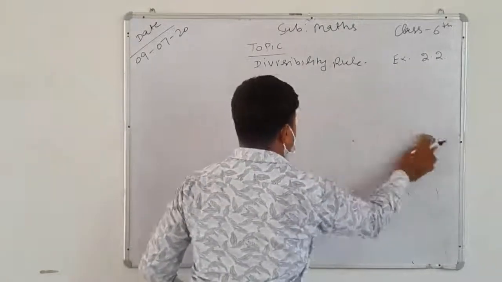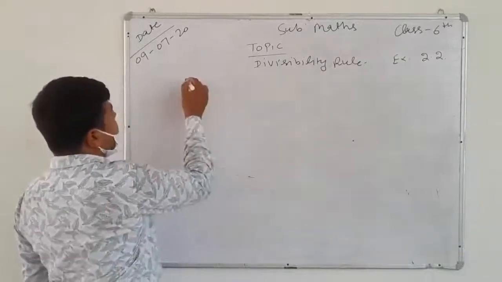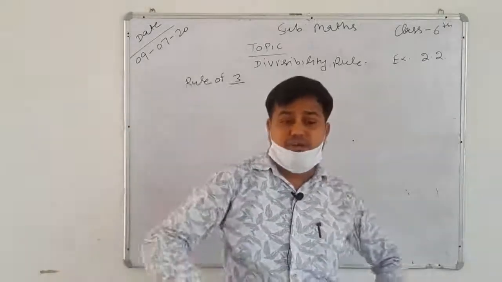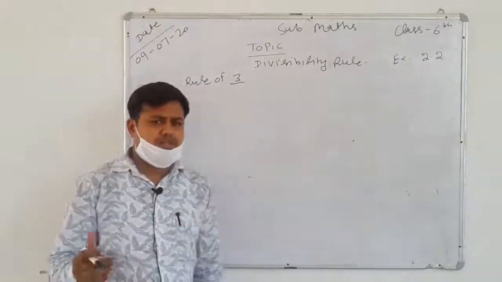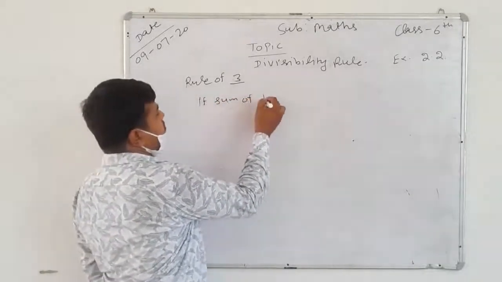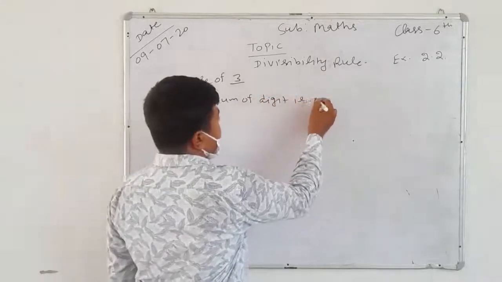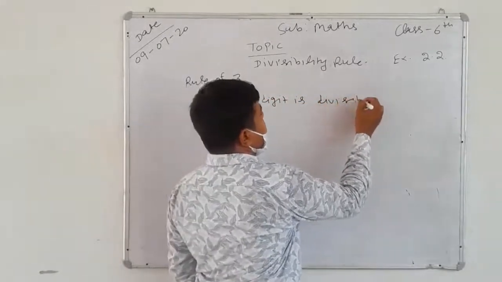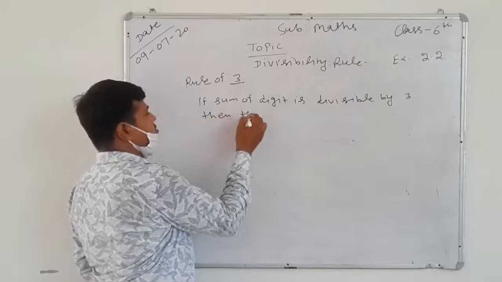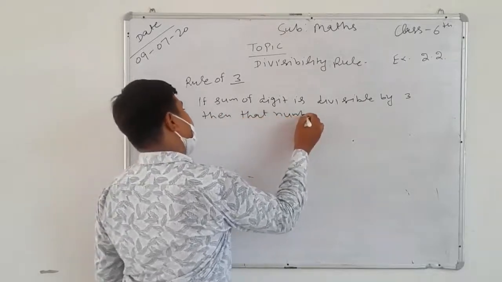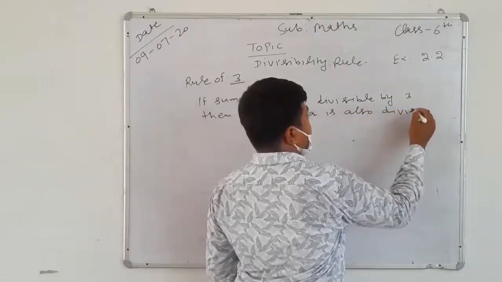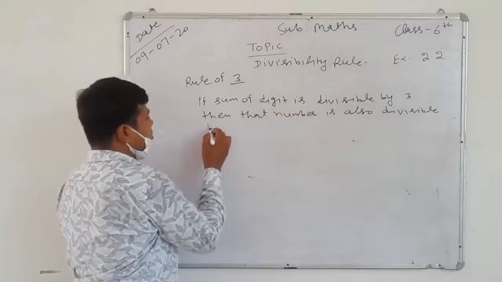Now the divisibility rule of 3. How can we test whether any number is divisible by 3 or not? Let's see. If the sum of the digits is divisible by 3, then that number is also divisible by 3.